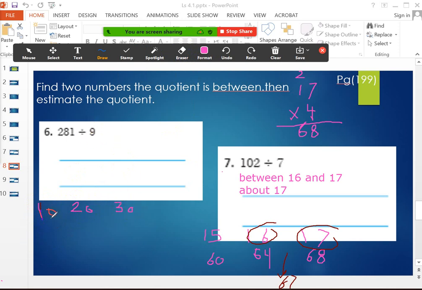9 multiply 10 equals 90. 9 multiply 20. 9 multiply 2 equals 18, and put 0 next to the answer. So it will be 180. Still less. Now 9 multiply 30. 9 multiply 3 equals 27, so it will be 270. Look, still less than 281. So I will take 40 after that. 9 multiply 4 equals 36, and put 0 next to the answer, so it will be 360.